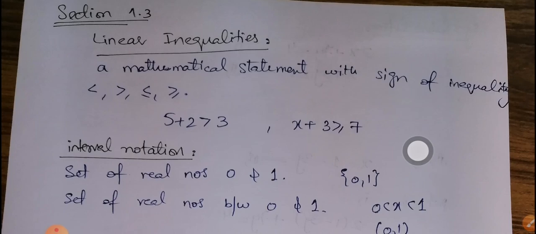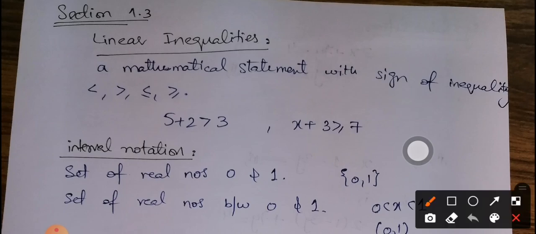So at first we will discuss what is meant by linear inequalities. We have recently discussed the linear equations. Linear means the maximum power of the variable must be 1. As we have discussed about the equation, a mathematical statement containing the sign of equality is named as an equation. Similarly, a mathematical statement with the sign of inequality is named as an inequality.